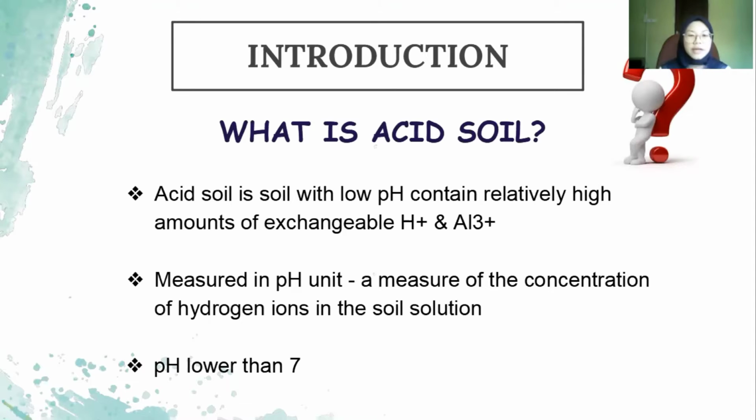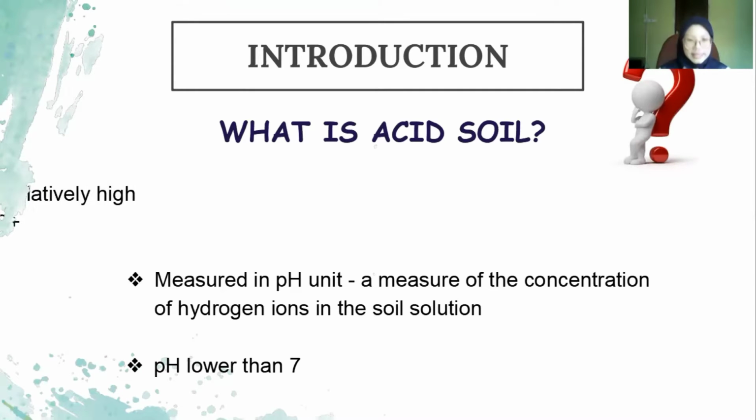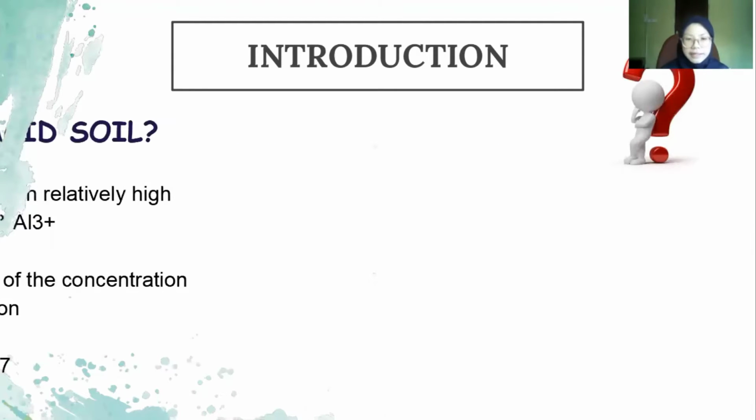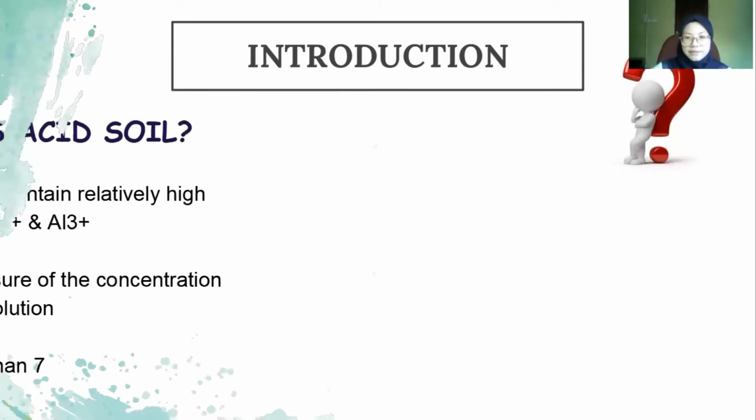So, soil that has a pH lower than 7 is acid. A soil with a pH of 4 is 10 times more acid than a soil with a pH of 5. And a soil with a pH of 5 is 100 times more acid than a soil with a pH of 6. That means the lower the soil pH, the greater the acidity of the soil. Next, I will pass to Omar to explain about acidic soil in Malaysia.